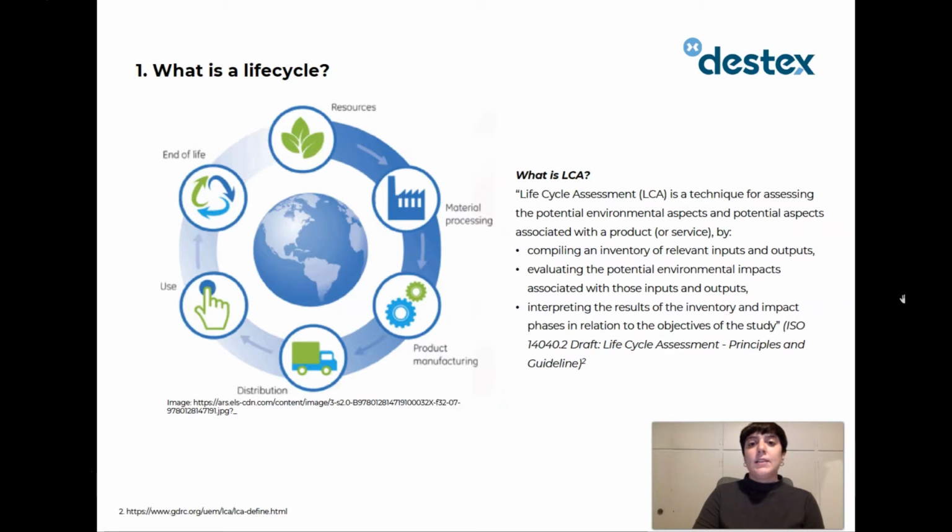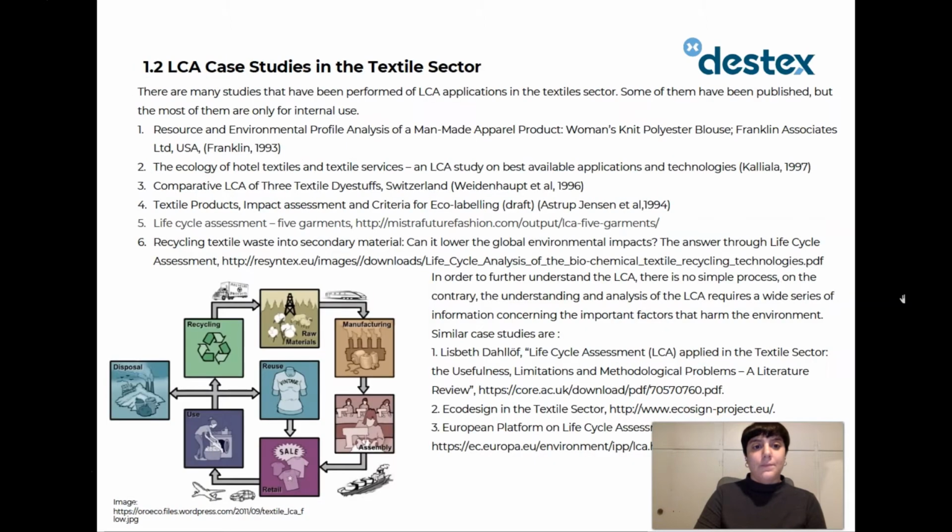It is a technique that is associated with a product by compiling an inventory of relevant inputs and outputs, evaluating the potential environmental impacts, and interpreting the results of the inventory and impact phases in relation to the objectives of the study. It is important to mention that many life cycle case studies in the textile sector have been performed, but many of them have not been published. However, the ones mentioned here are easily accessible to the audience.